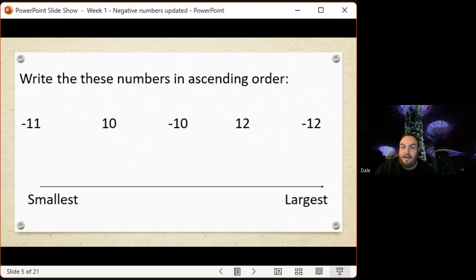Wonderful, Rashank. Well done. -11 is the smallest one. Oh, sorry, my mistake. -12 is the smallest one. Then -11, then -10, then 10, which we might write as +10, and then 12, which we might write as +12. Wonderful. Well done. Okay. What we're going to do now, oh, no, there's one more.